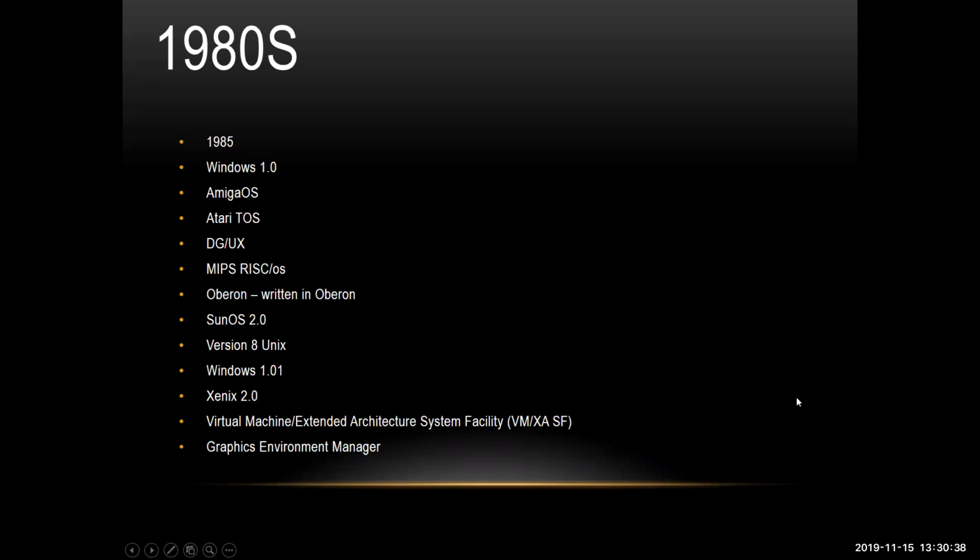During 1985, we had Windows 1.0. It is a graphical personal computer operating environment developed by Microsoft. Microsoft had worked with Apple Computer to develop applications for Apple's January 1984 original Macintosh.